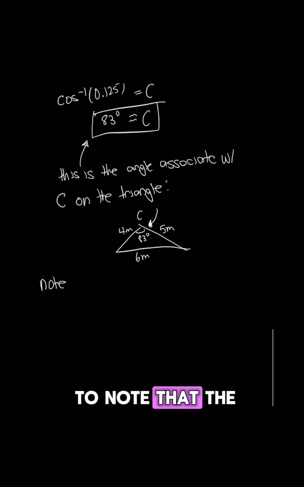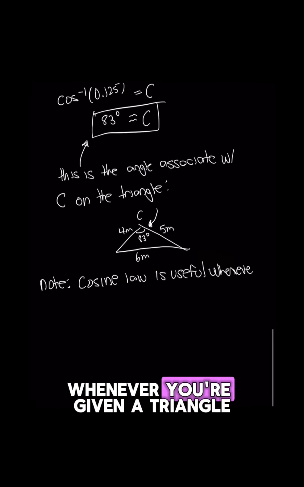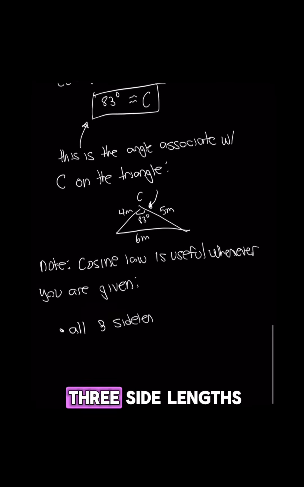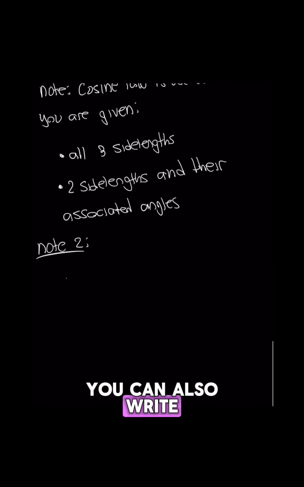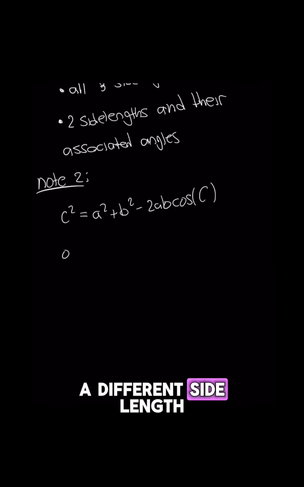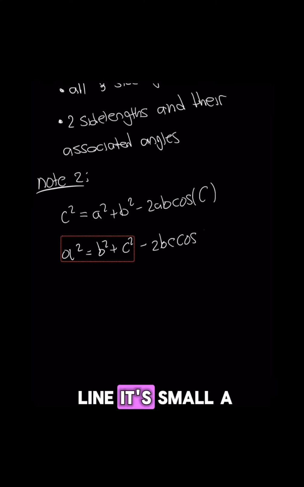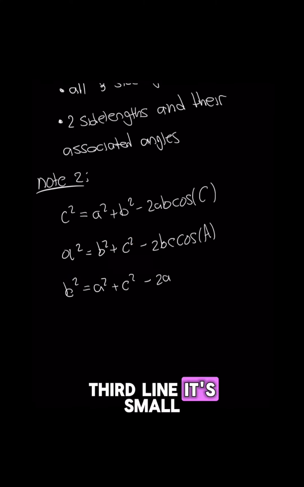I just want to note that the cosine law is useful whenever you're given a triangle where you know all 3 side lengths, or 2 side lengths and their associated angles. And another note, you can also write the cosine law in terms of a different side length and angle. So in the second line, it's small a and big A, and then in the third line, it's small b and big B.